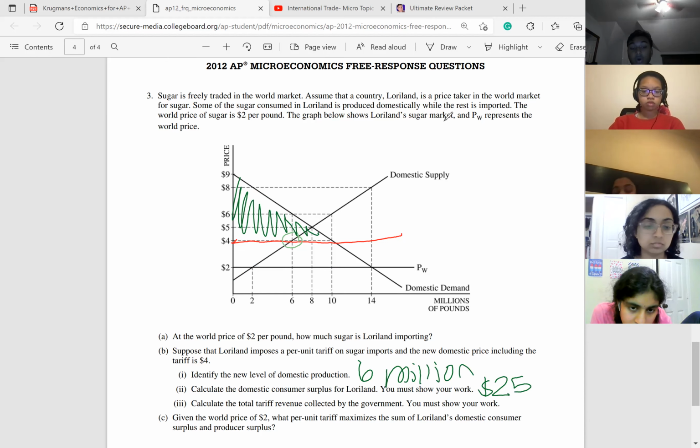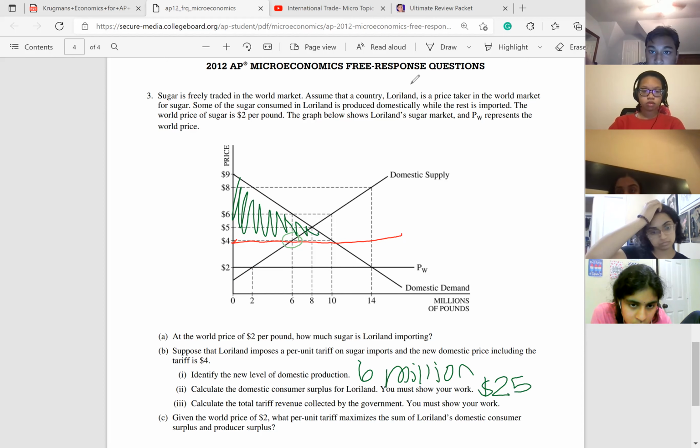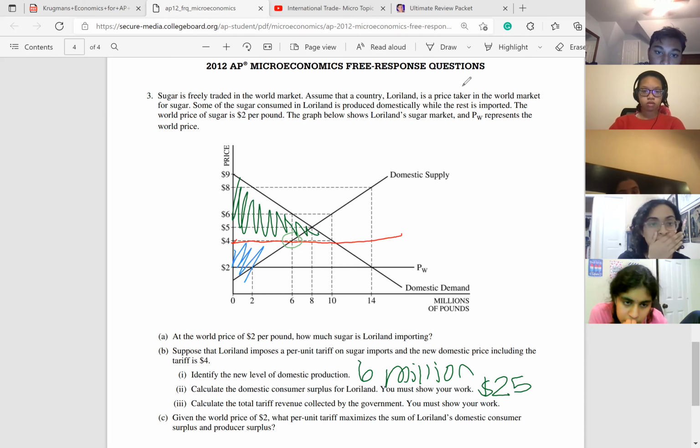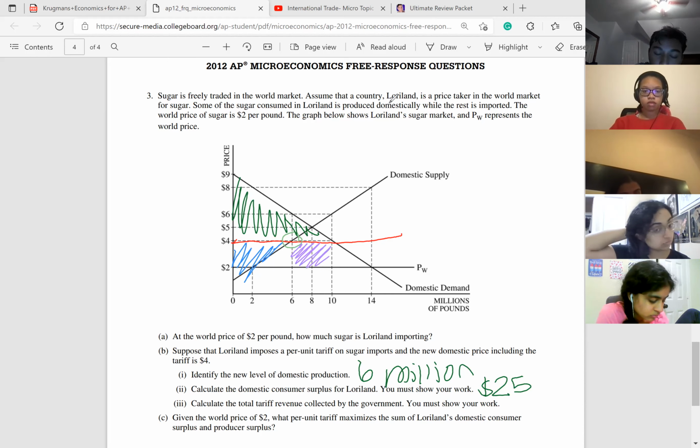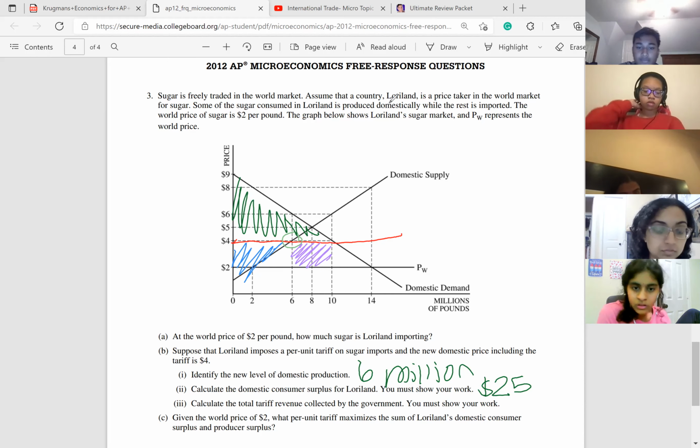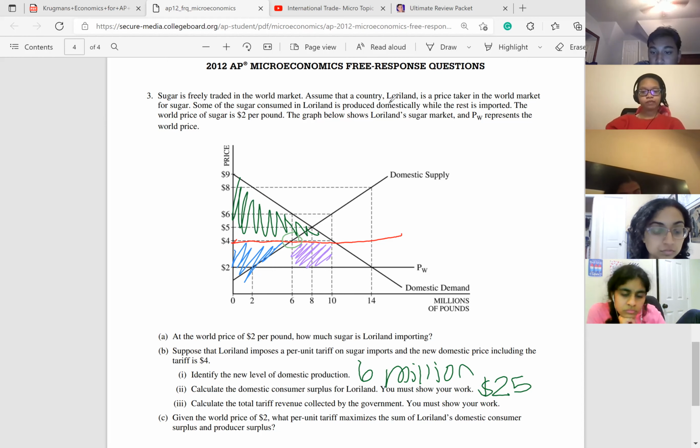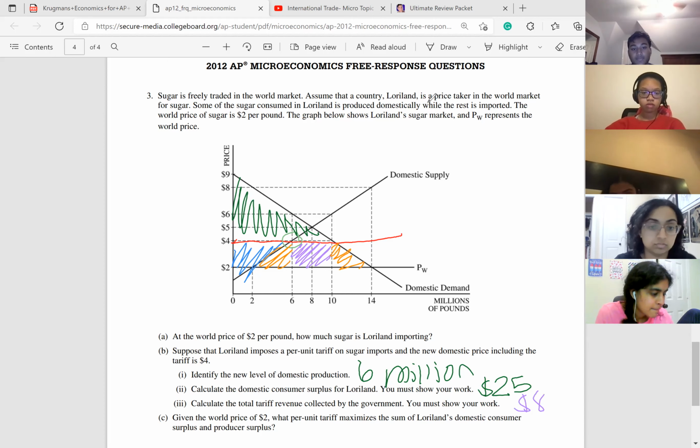And then calculate the total tariff revenue collected by the government. Remember, I just went over this. This is your producer surplus. And then we're still left with 3 things in the middle. We have this area, which is your tariff revenue. That would be 4 times 2, so that's $8. And then a reminder that this is your deadweight loss. If you want to do that for fun, just to test your knowledge, you can figure out what the total deadweight loss is. That's just the area of the 2 combined triangles.